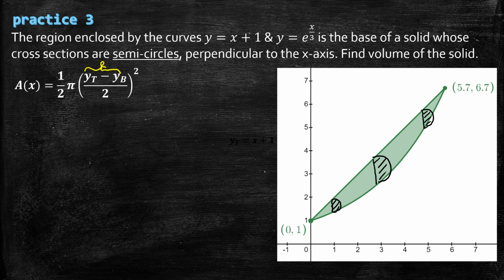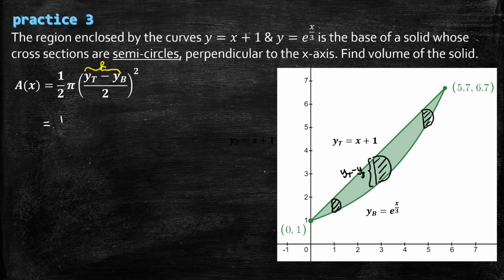So what's yt and yb? Well, yt must be, the top function is the linear one, so that's x plus 1. And the bottom is e to the x over 3, therefore. And clearly, yt minus yb is this vertical distance, which would be the diameter of the semicircle, and that's why we have to take half of it.